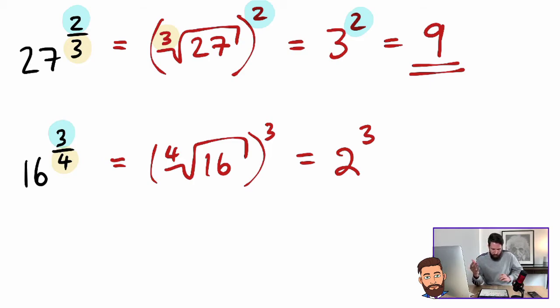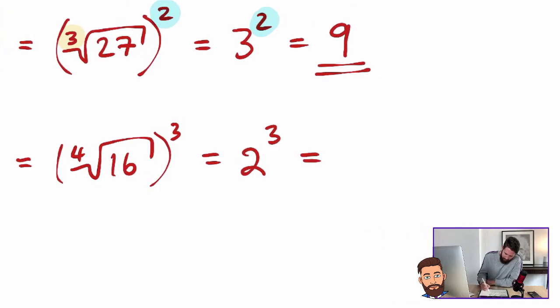So we're going to do 2 cubed now. 2 cubed means 2 times 2 times 2. 2 times 2 is 4 times 2 is 8. So the answer to that is 8.